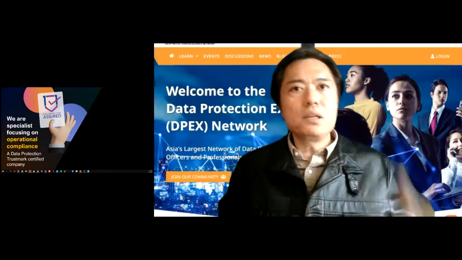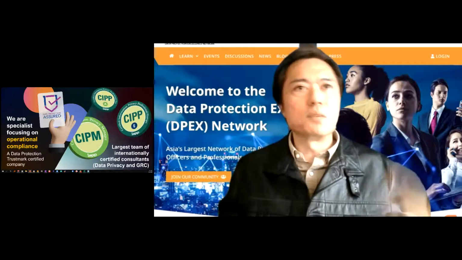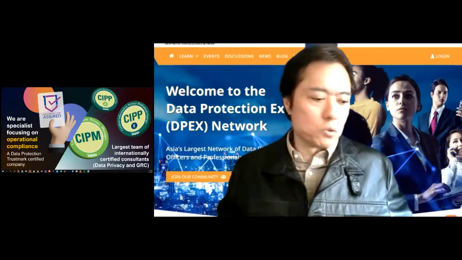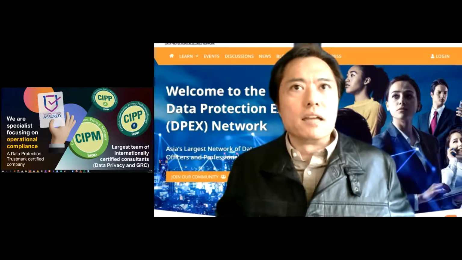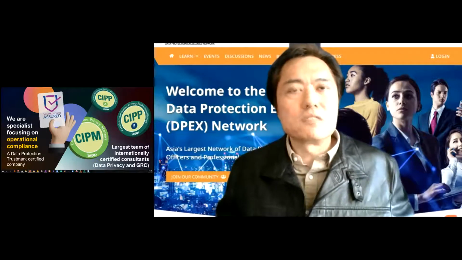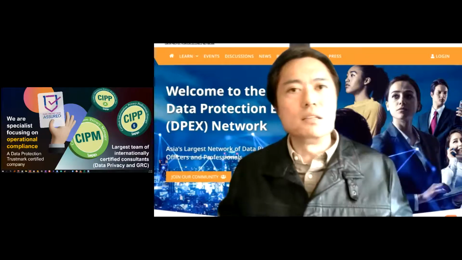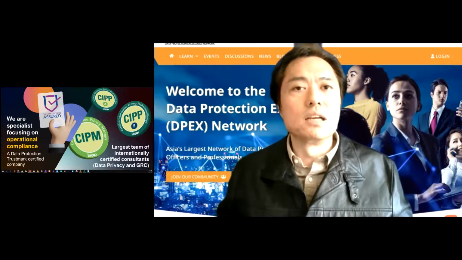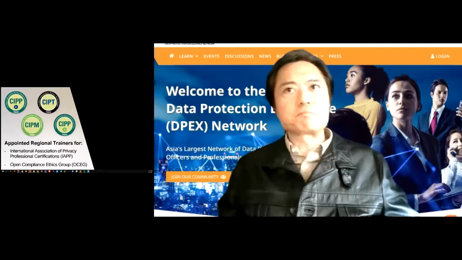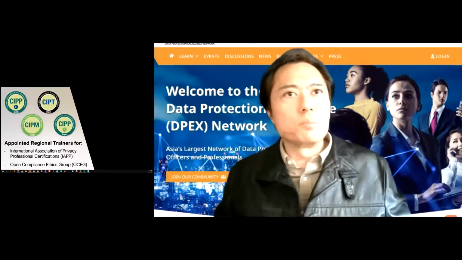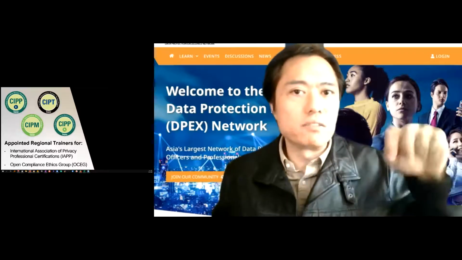So as a company, we are focused on operational compliance. We are a Trustmark certified company, one of the 43 in Singapore right now. And we have the largest team of internationally certified consultants, because we train people in these international certifications for privacy. We are the appointed regional trainers in this area. And we also train people in OCEG, Open Compliance and Ethics Group, in GRC, Governance, Risk and Compliance.